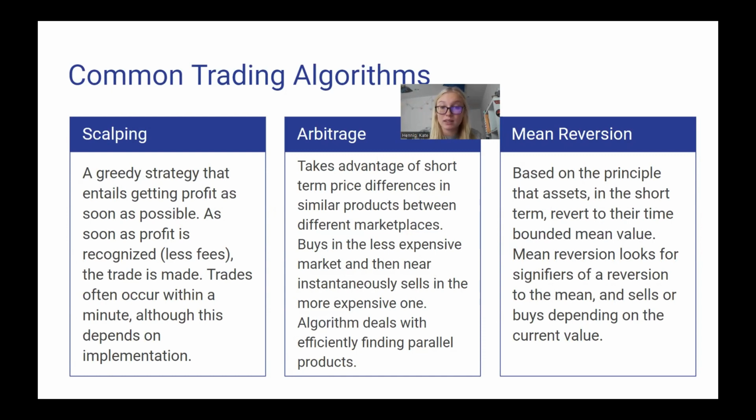So you're constantly just scanning data, looking for similar items that you can sell, parallel products, and taking advantage of those short-term price differences. The one I implemented, which I think is the easiest one to implement, is scalping, which is like day trading on steroids, sort of. It's getting profit as soon as possible. As soon as profit is recognized, less fees, a trade is made. Of course, you can broaden your profit margins, but you're still making trades that make you a couple cents. You're not looking for enormous profit margins. This does depend on implementation.